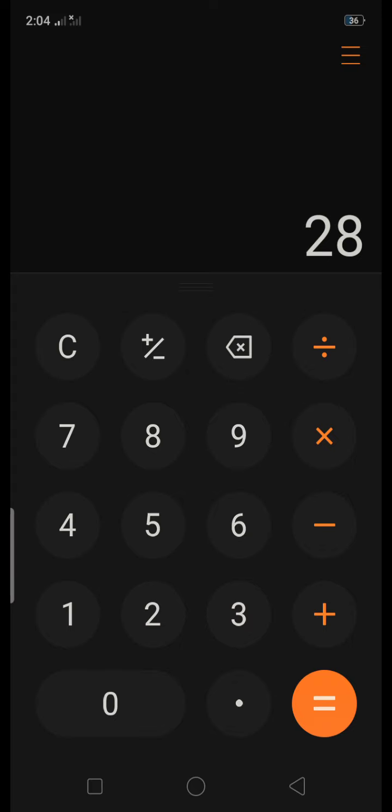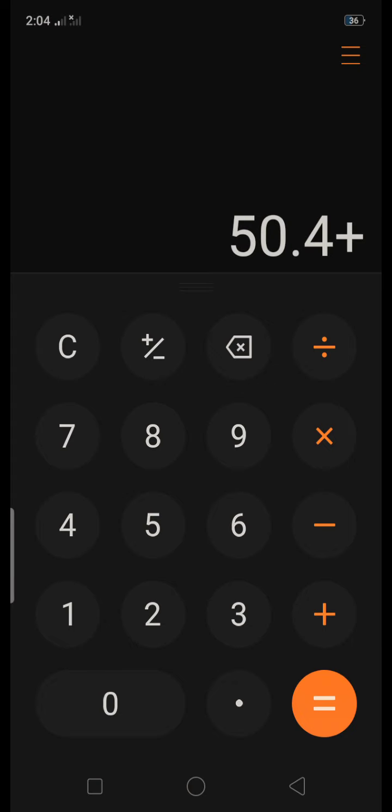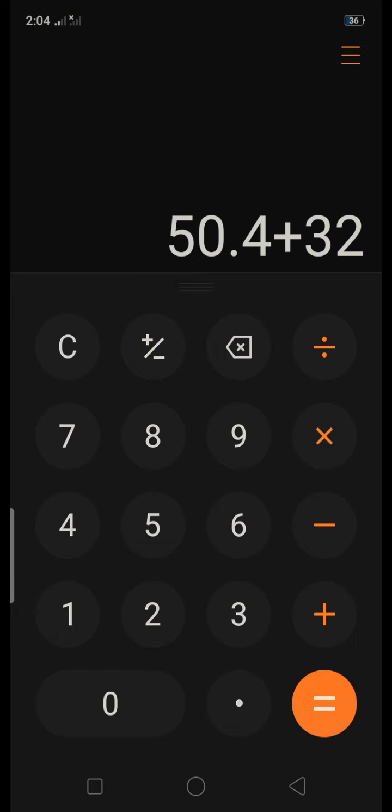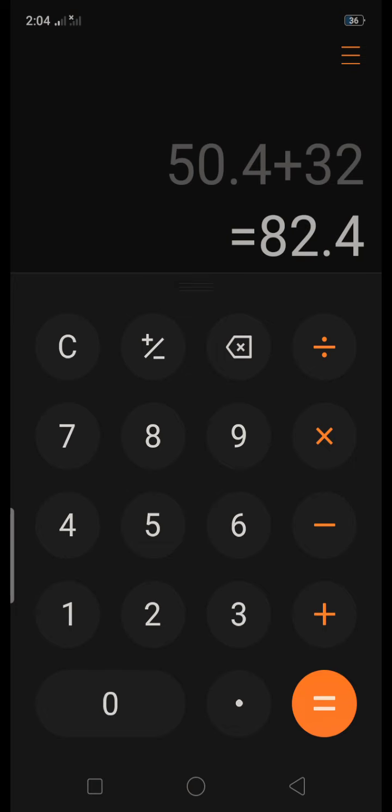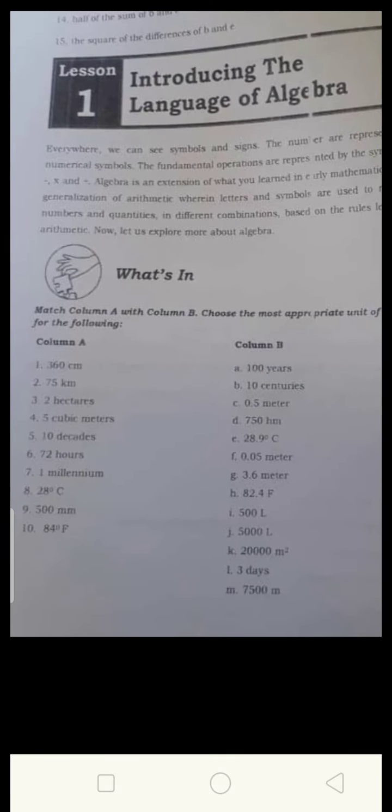So, 28 degrees Celsius, ito yung degree Celsius natin. I-multiply natin sa 9. I-divide sa 5. 50.4. Mag-add tayo ng 32. Plus 32 yan siya pag Celsius to Fahrenheit. So, ang 28 degrees Celsius, equivalent siya sa 82.4 degree Fahrenheit. So, yan. Nandito sa column B.